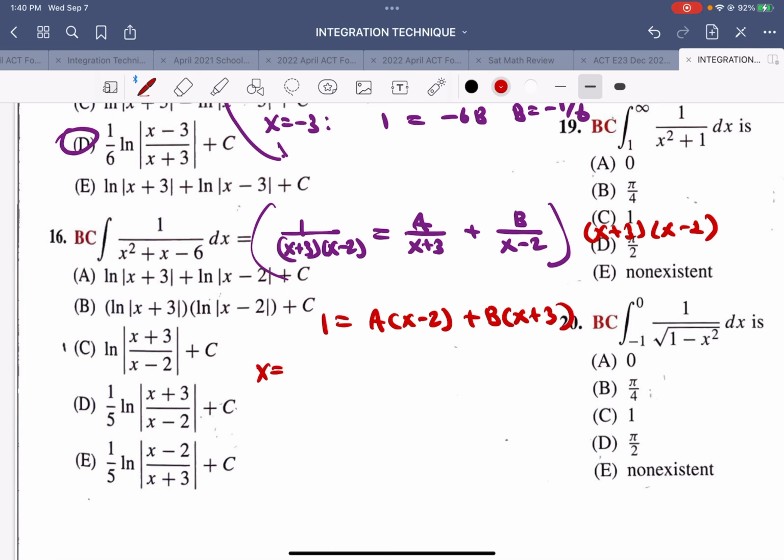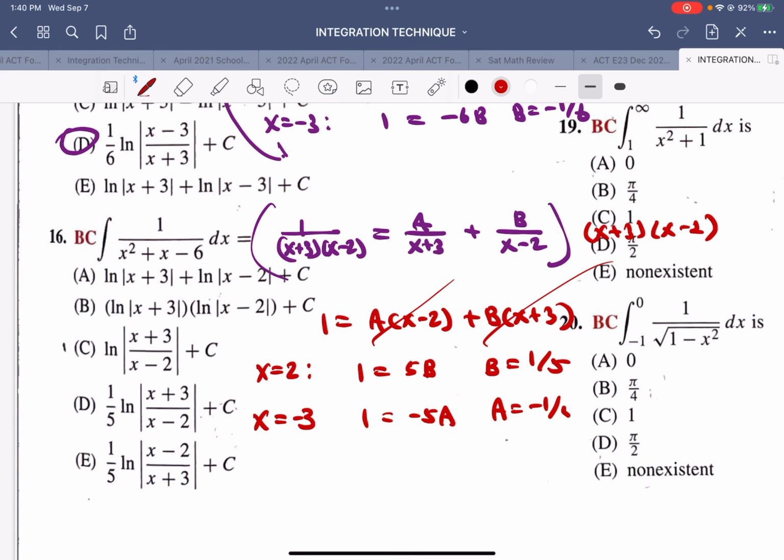So let's say x equals 2. When you substitute, 1 equals, this one gone, so 5B. So B is 1 over 5. When you plug in x equals negative 3 this time, so this one gone now. So 1 equals negative 5A. So A is negative 1 over 5.